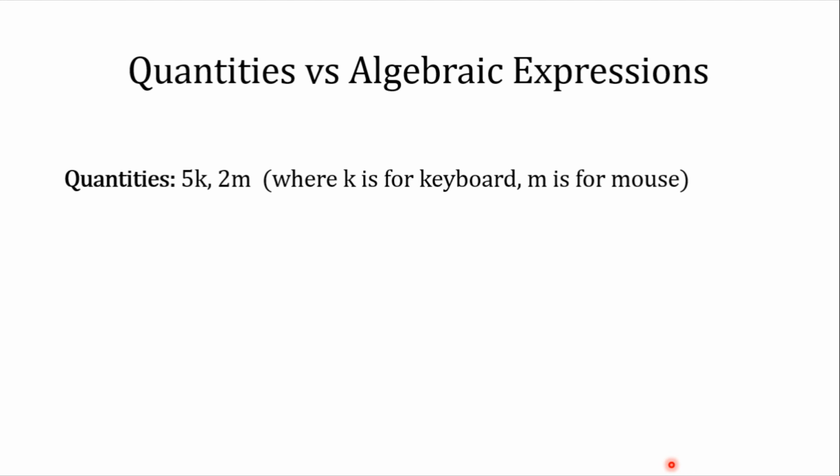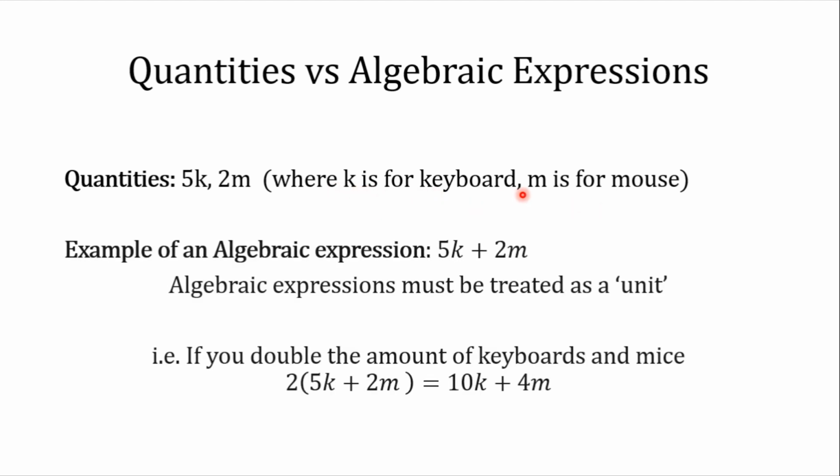There are some terms in algebra, so we're going to tackle some of them. So if we are given, for example, 5k or 2m, these are simply called quantities. So quantities usually have your coefficients and your symbols, and separately, these are called quantities. So in this example, 5k and 2m, I'm representing k with keyboard and m for mouse.